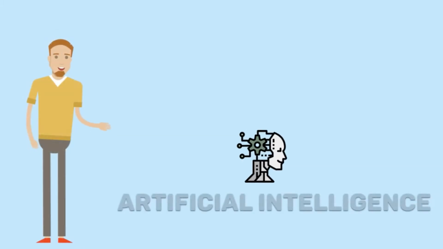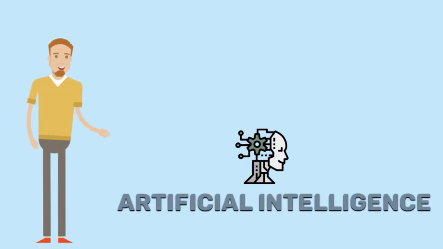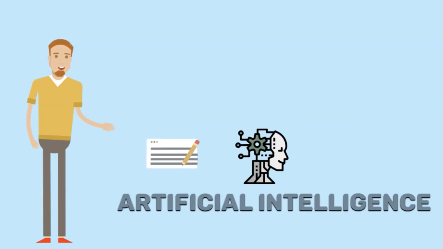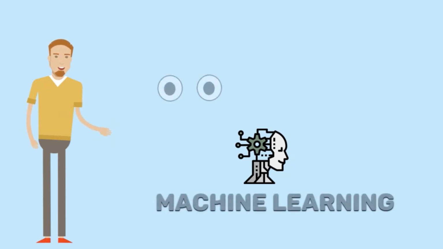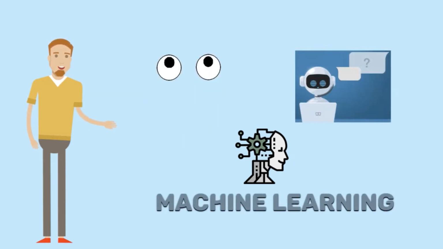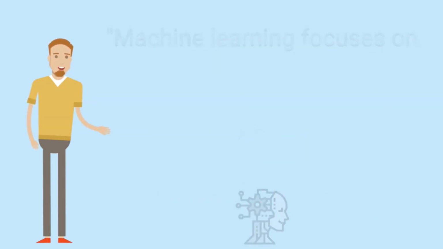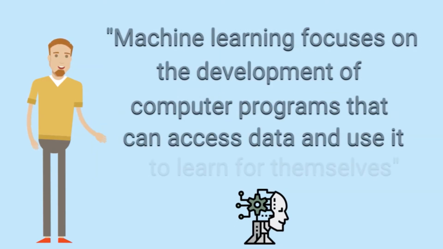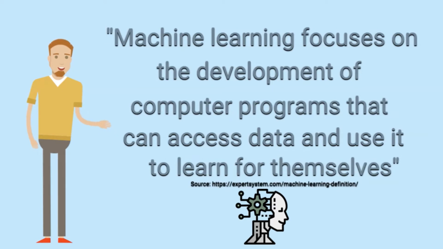Machine learning is an application of AI, or artificial intelligence, that provides the system the ability to learn automatically and improve from experience by feeding data and information in the form of observations and real-world interactions. Machine learning focuses on the development of computer programs that can access data and use it to learn for themselves.